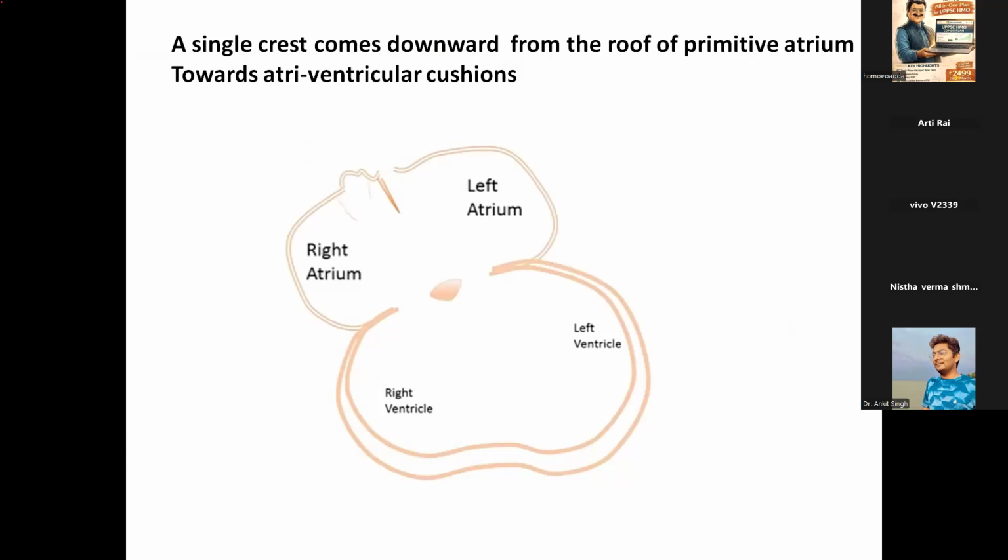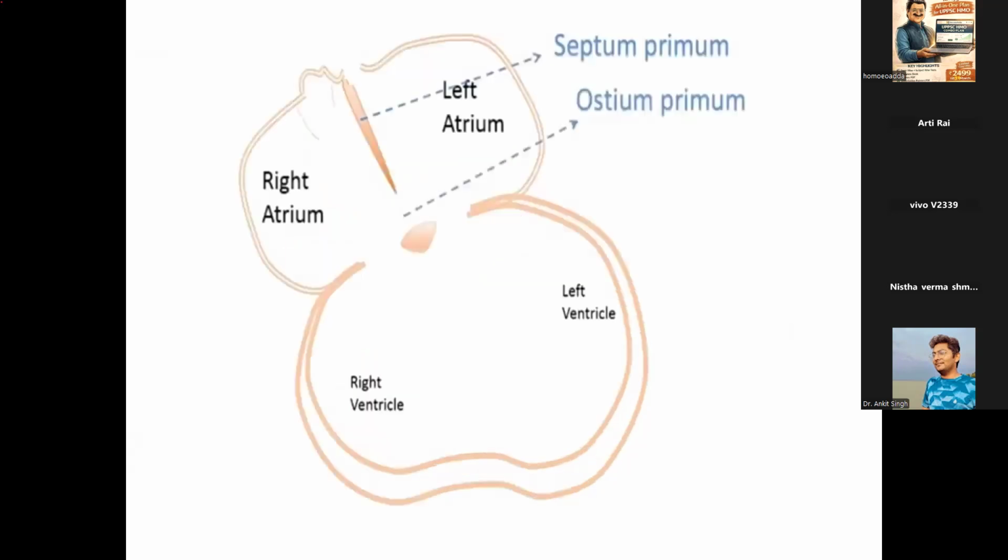Okay. So first, what was there? All four chambers were empty. All four chambers were connected. Now what has just begun? A small crest, a single crest has started developing from the right atrium, and it is going downward. Now what happens? This crest becomes larger and then it is called the septum primum. But it is not completely running up to the atrioventricular cushion. A small portion is still left, and this opening is called the ostium primum.